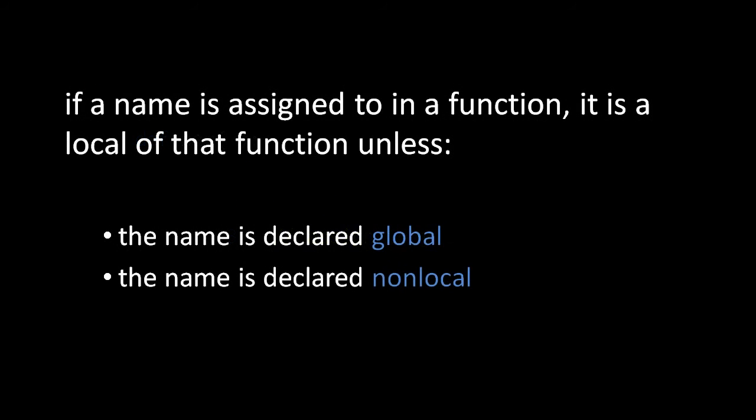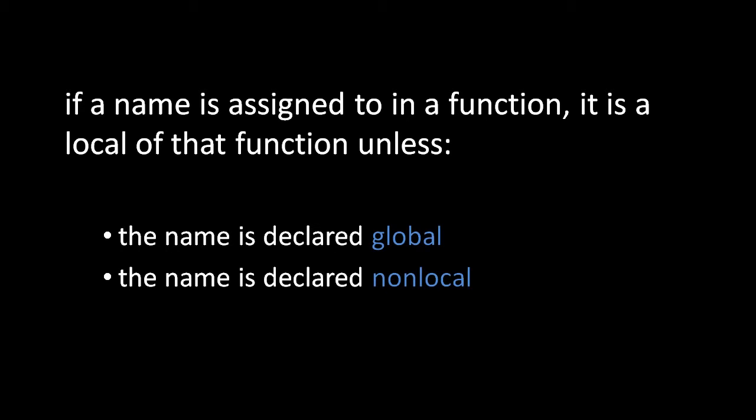So, to sum up the rules, if a name is assigned to in a function, it is then a local of that function unless it is declared to be global in that function or nonlocal in that function. The difference between the two being that global makes it a variable from the module, while nonlocal means it must be a variable from some enclosing function.